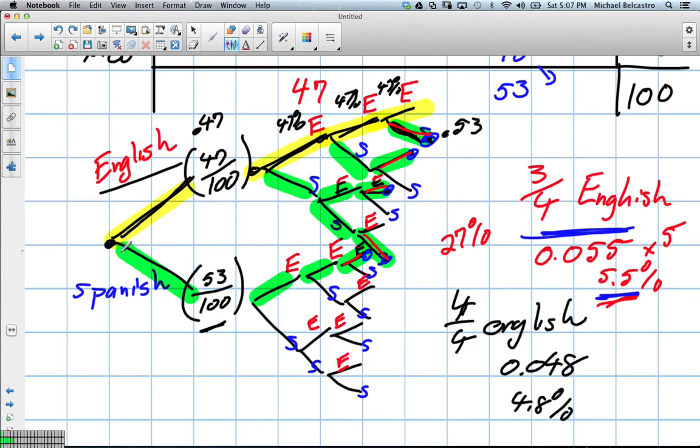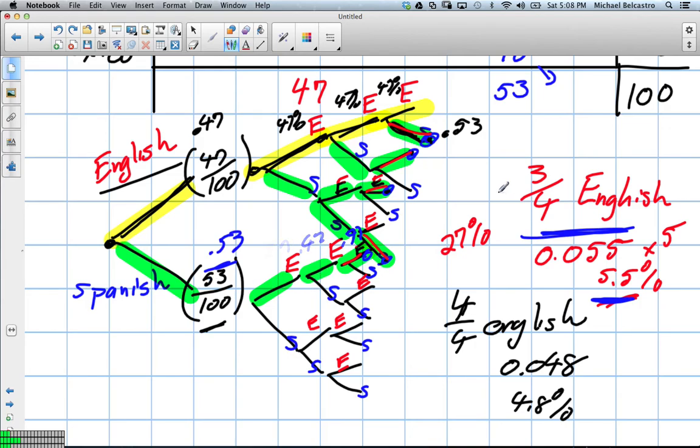See, the one where the order mattered, remember we talked about getting someone who spoke Spanish first and then 3 English people? That order mattered. There's only one route that way in a tree diagram. And that would have given us the same number when we multiplied. We would have done 0.47 cubed times 0.53. Okay. And that would have given us our 5.5%. And that's when the order mattered.